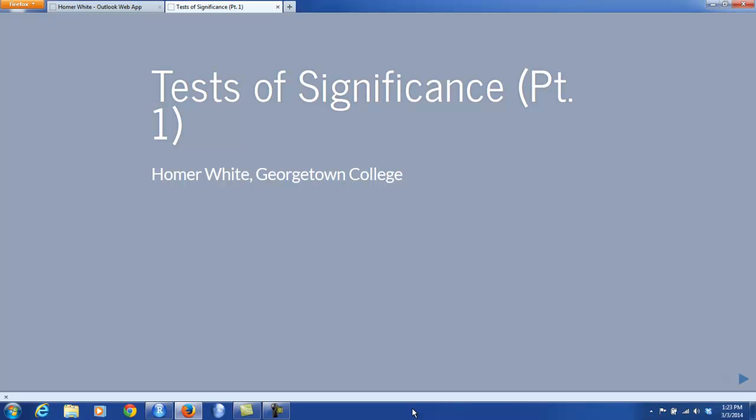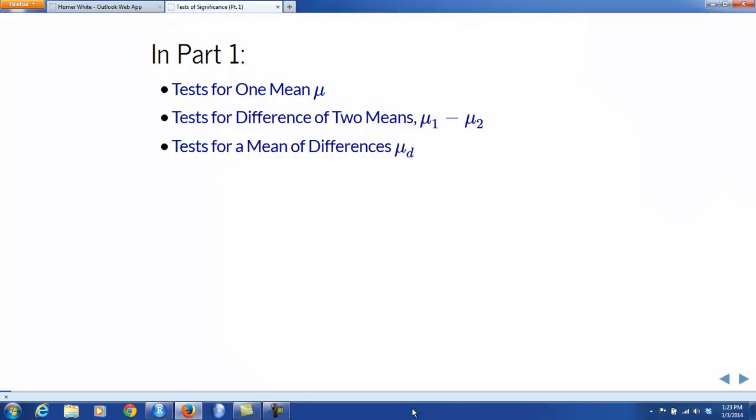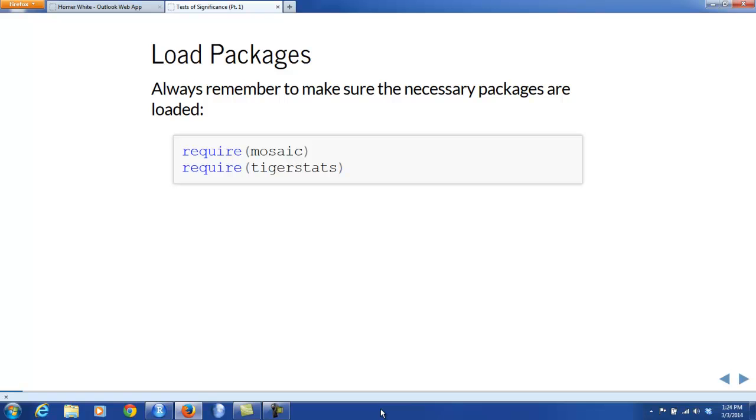This is part 1. In this part you'll learn about tests of significance for 3 of the basic 5 parameters. We'll look at tests for one population mean mu, tests for the difference of two means, mu1 minus mu2, and tests for a mean of differences in a population, mu_d. Always remember to make sure that the necessary packages are loaded.